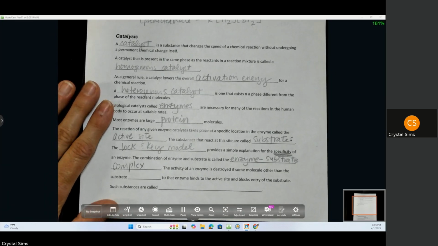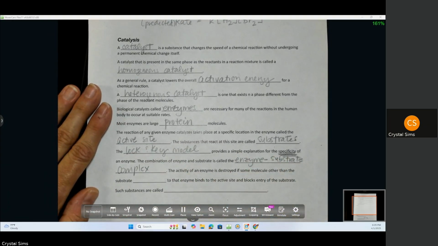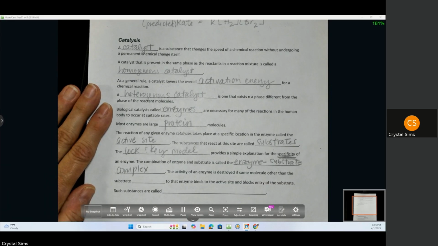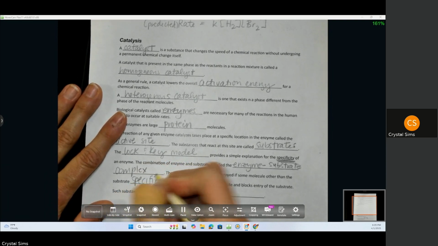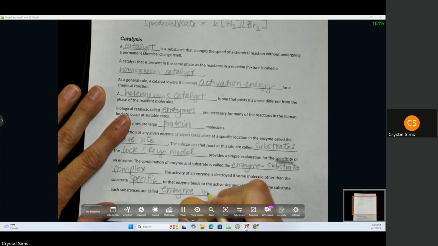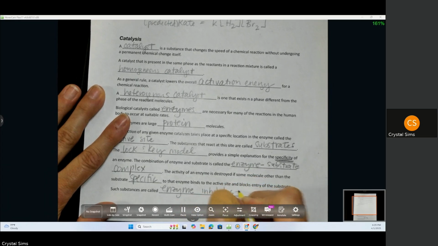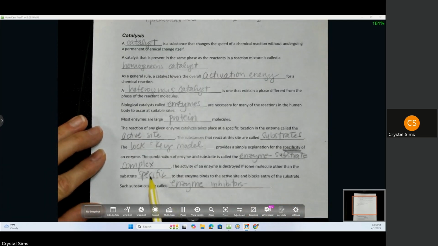If something else comes in and binds with an enzyme, then it can't do its job. And so the activity of an enzyme is destroyed if a molecule other than the substrate that is specific to that enzyme binds in there. And these are called enzyme inhibitors. Okay. So an enzyme can't do its job if something else comes in there and binds to the active site. So let me give you an example of this.